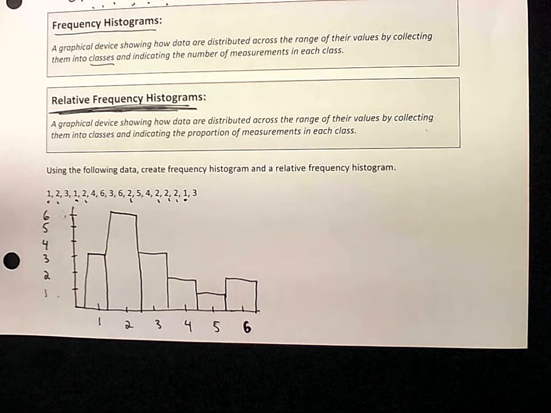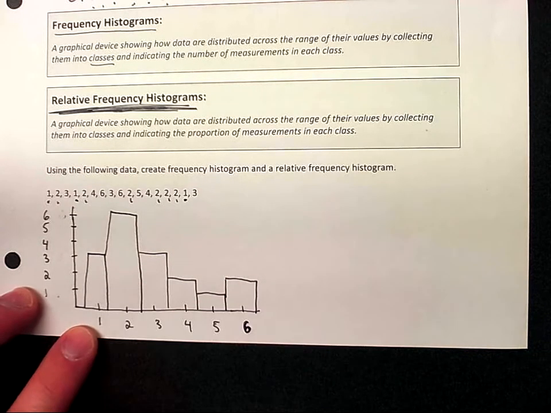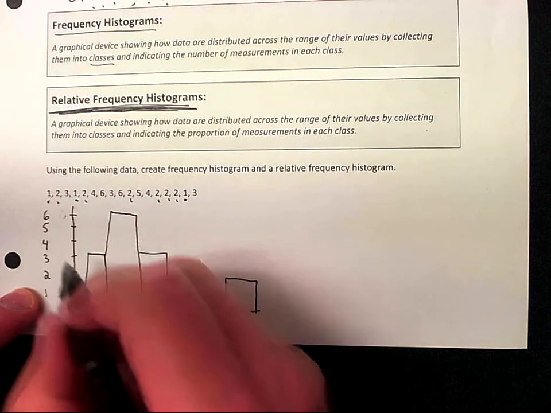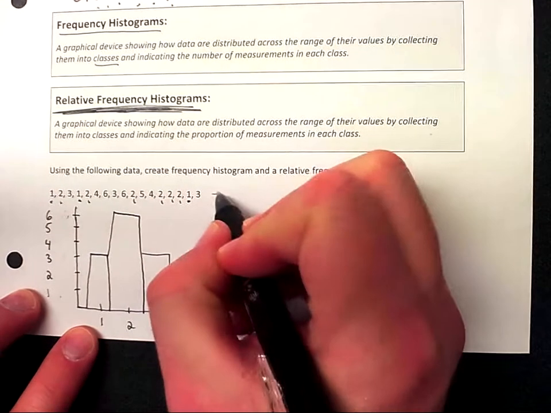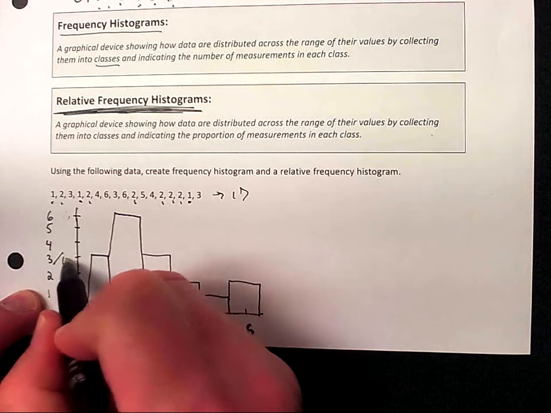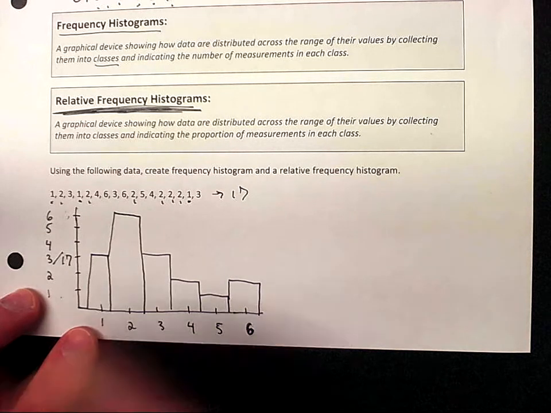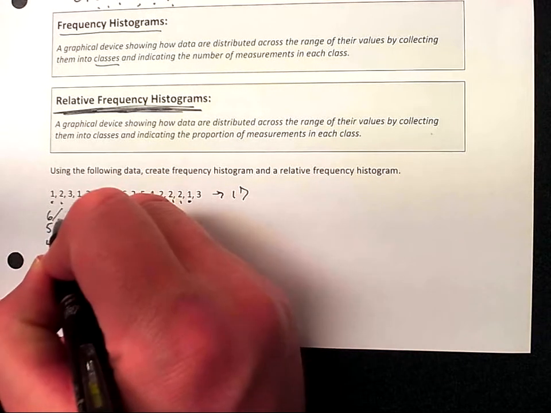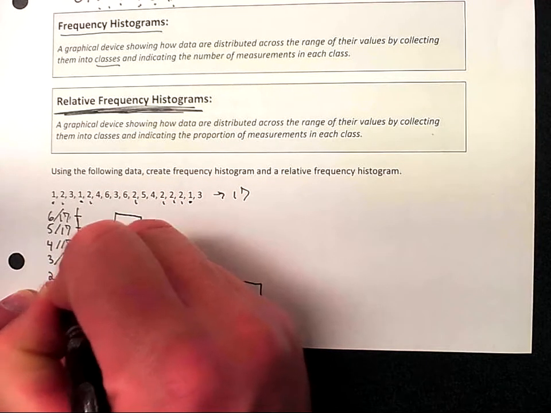Divide by the total numbers, right? So here we wouldn't say that there were 3 number 1s. The only thing we would really say is, well, how many numbers do we have here total? 17. You have 17? We would just say that 3 out of 17 would be the proportion of 1s in this data set. So I'm just dividing it by the total number that we have. Here, it would be 6 out of 17. Here, it would be 5 out of 17, and so forth.